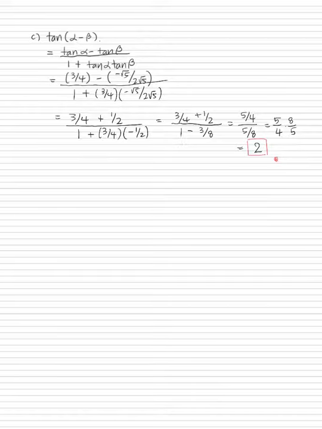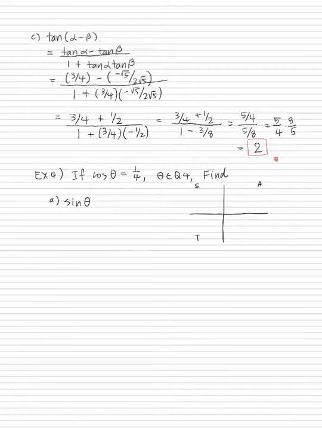Let's take a look at another example. Let's do something different. So example 4. If cosine of theta is 1/4, theta is in quadrant 4, find, let's do a few examples here. Find the sine of theta. So first, let's draw the picture. And it must lie in quadrant 4.